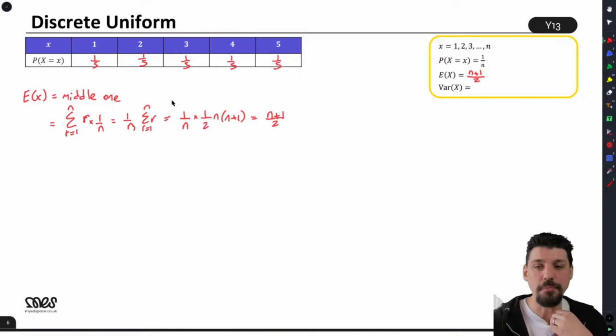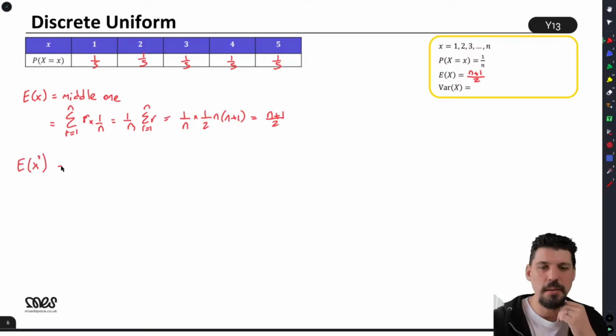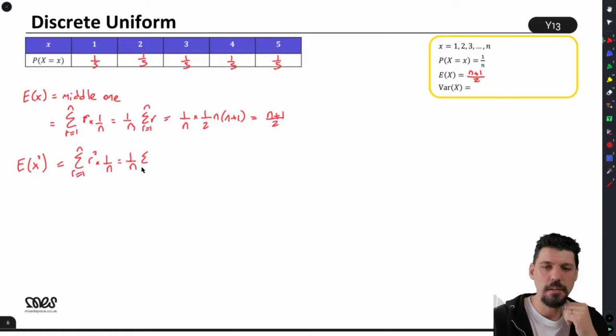So intuitively, we think that E of x should be the middle one, but it's quite nice that the math shows that for us. And in the same way, E of x squared is the sum of r squared times 1 over n, which is 1 over n times the sum of r squared. And being the cool kids that we are, we know the result for the sum of r squared.